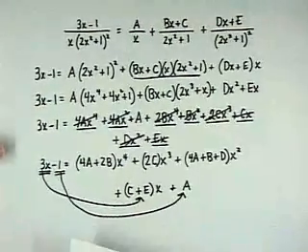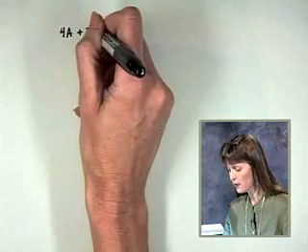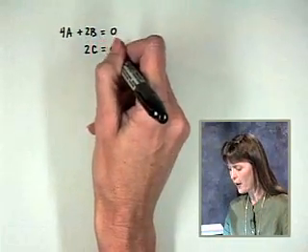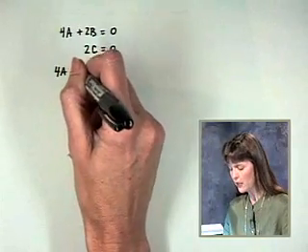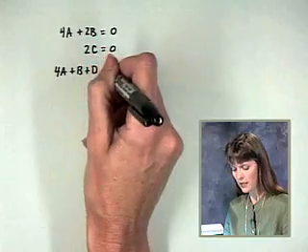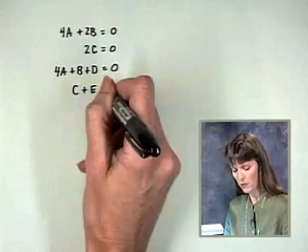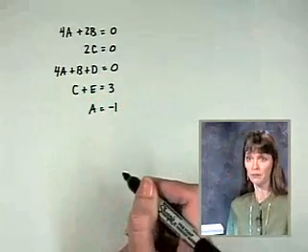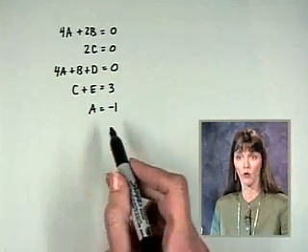Let's write those down as a system. What we have is that 4a plus 2b had to equal 0. 2c also has to equal 0. 4a plus b plus d has to equal 0. c plus e must equal 3, and a must equal -1. In order to solve this particular system, what we're going to do is look for the easiest versions.